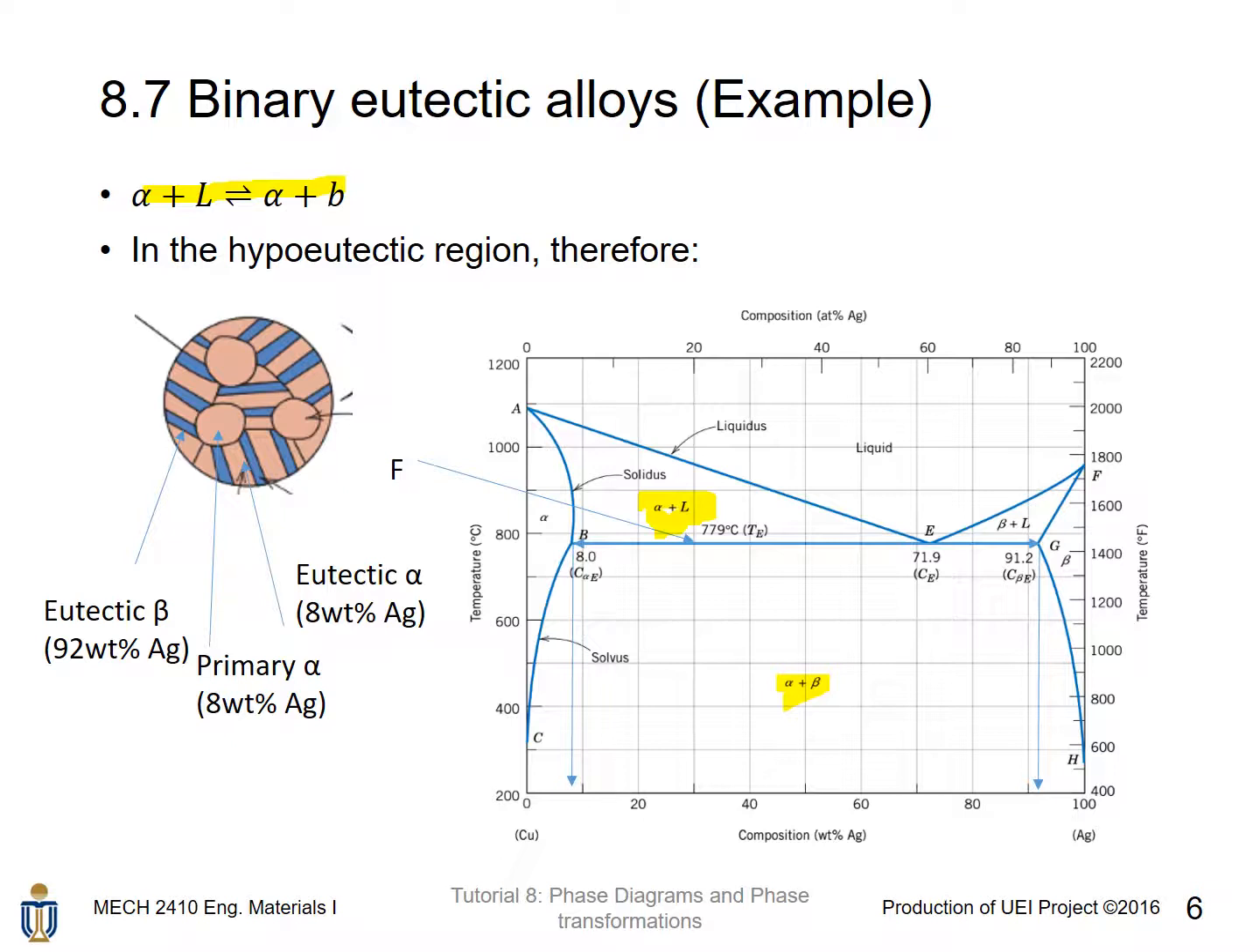And this region is located in the hypoeutectic region. How can we know that it is hypoeutectic? We first identify the eutectic line. The eutectic line, by definition, is here. On the left of the eutectic line, it must be the hypoeutectic region. And therefore, we have the following pictures describing the microstructures just below point F.